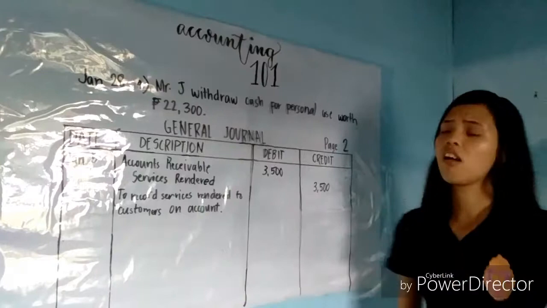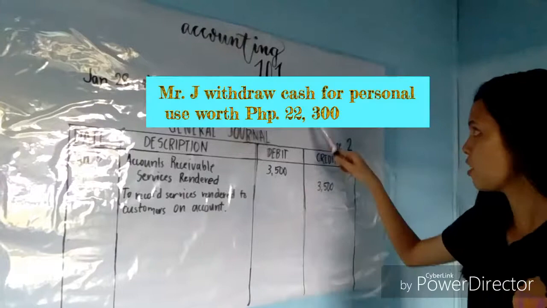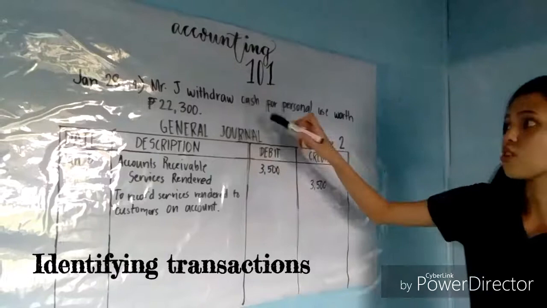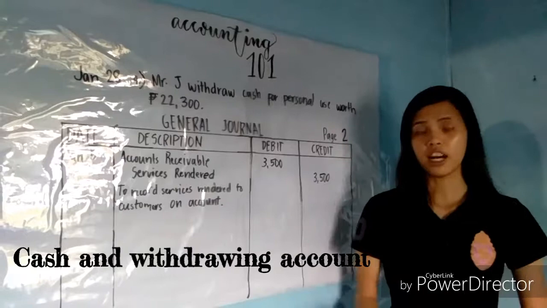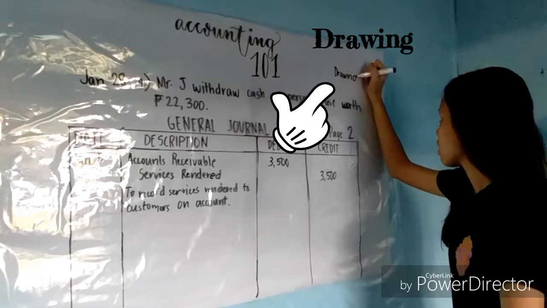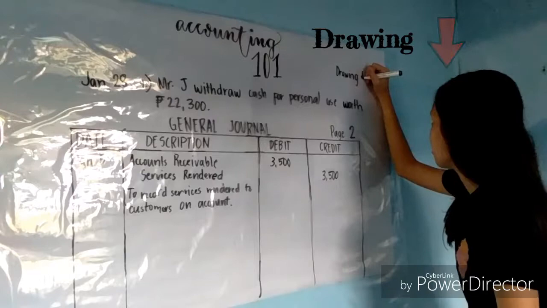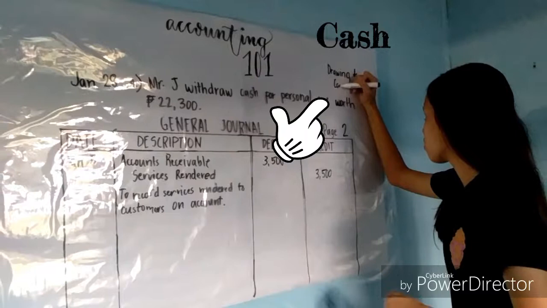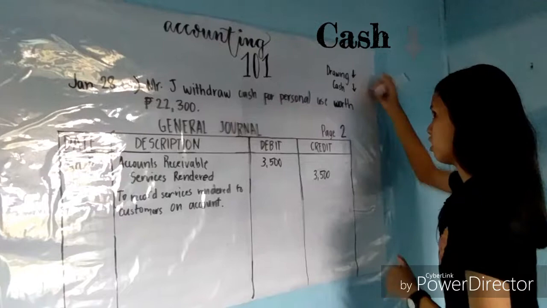We have here our last transaction. On January 28, Mr. J withdrew cash for personal use worth 22,300 pesos. So we will do our 3 steps. So let's first identify the transaction. So Mr. J is withdrawing cash. So this involves cash and the drawing account. So now we will analyze the given accounts. So we have here our first account, drawing. Since the owner is getting cash, this is going down. And the normal balance for drawing or withdrawals is debit, while the second account is cash. It is also going down since there will be cash that will be taken away from the business.